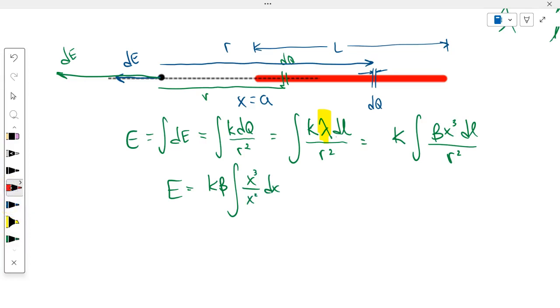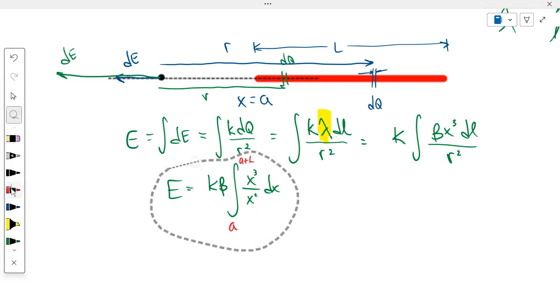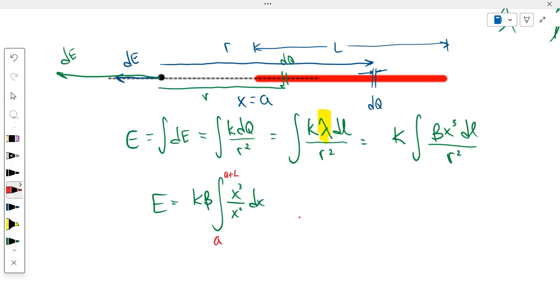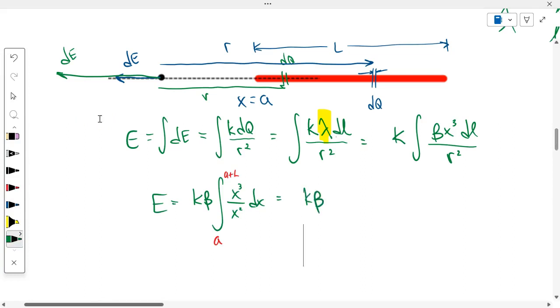What are our bounds of x? I'm going to say this goes from a to a plus L. This is just a different style from a previous example, where we said this is coordinate x equals a, this is coordinate x equals b, and we went from a to b. Now we're just changing style a little bit to give you exposure to a couple of different styles of how these are presented. So this integral did us a nice favor here, and we get k beta x dx from a to a plus L.